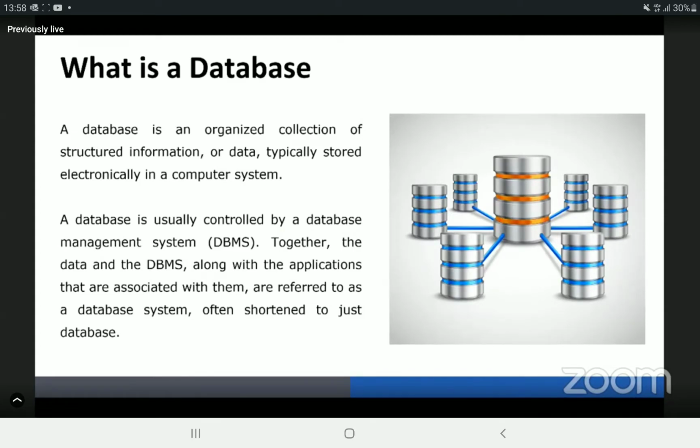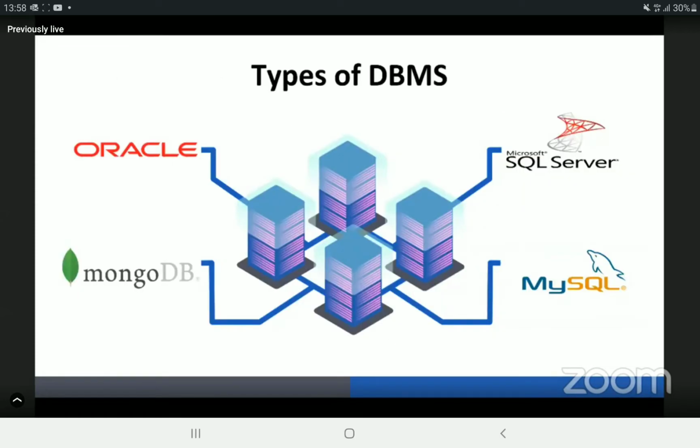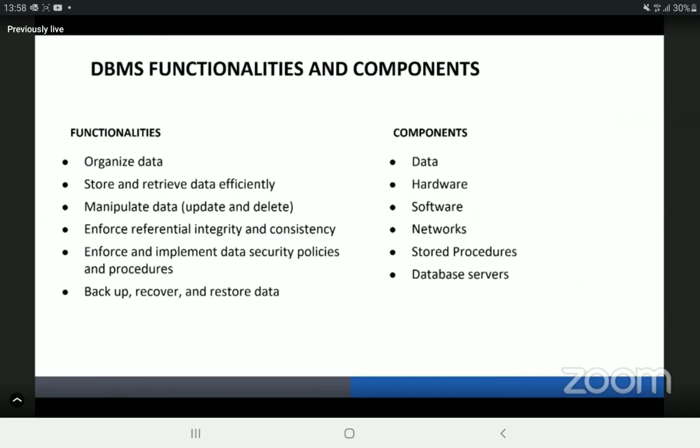What a database is, we've just talked about this. These are different types of databases. You can always check this up. And then we have DBMS, or database functionalities. Some of them include organizing data. There are different types of databases, from relational databases and all that. The basic functionalities of a database are to organize data, store and retrieve data efficiently, manipulate data, either you're updating or you're deleting, enforce referential integrity, back up and recover. And that becomes very critical when we're talking about redundancy, right?